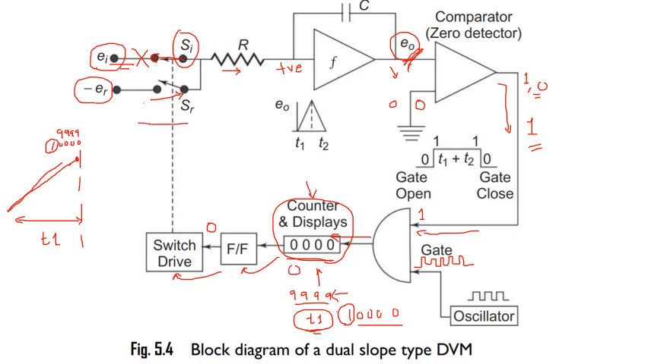Then your minus ER, a negative value, is connected, and that is going to generate a negative ramp, which is proportional to minus ER.